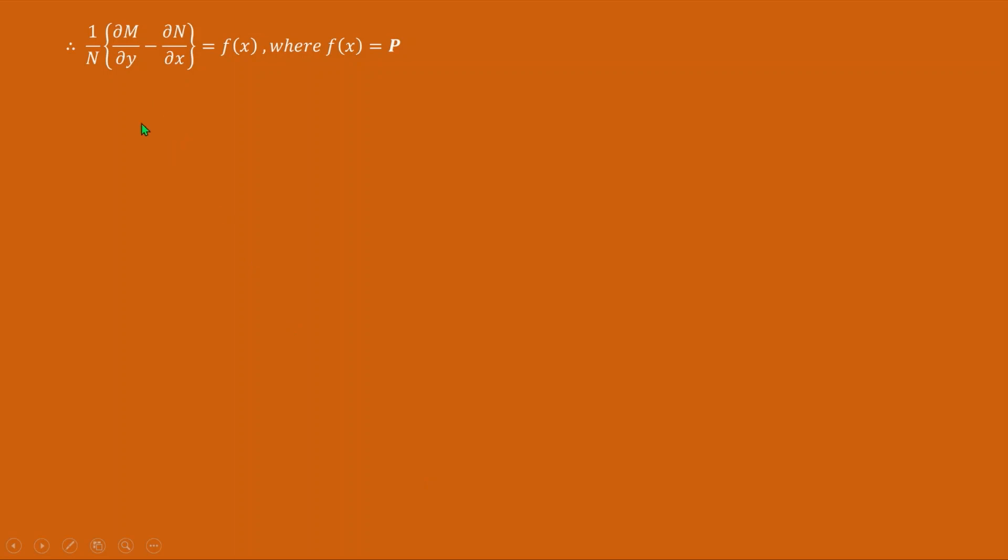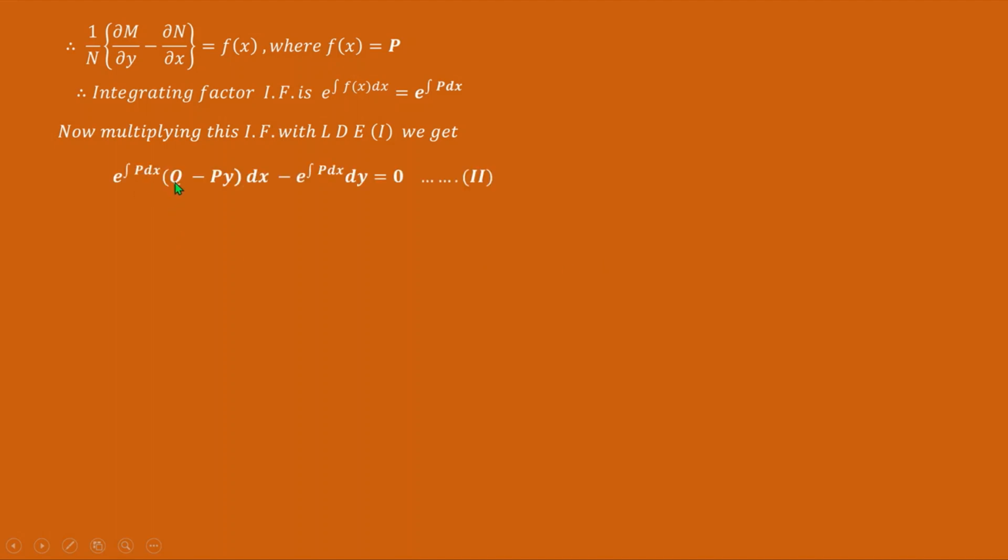Therefore 1/N (∂M/∂y - ∂N/∂x) is equal to P, meaning f(x) is P, and so we get the integrating factor equal to e raised to the integral of f(x) dx. Putting the value of f(x), we get e raised to the integral of P dx. So this is the integrating factor. Now multiplying this integrating factor with the differential equation 1, we get e^(∫P dx) (Q - Py) dx - e^(∫P dx) dy = 0. This differential equation 2 is obtained by multiplying the integrating factor, so this differential equation 2 should be exact.